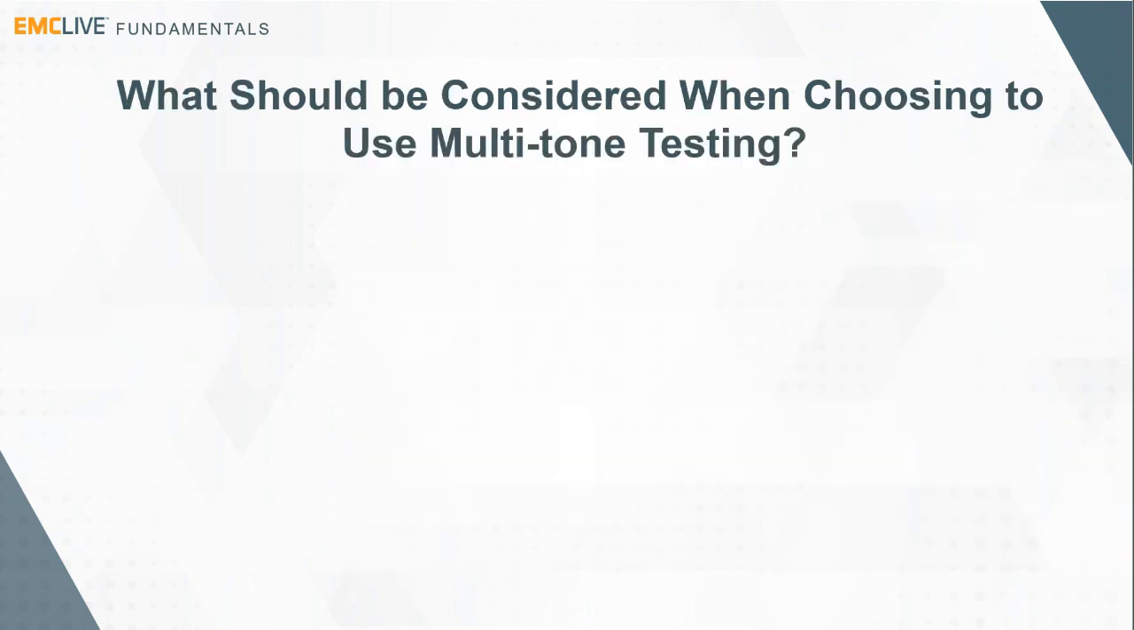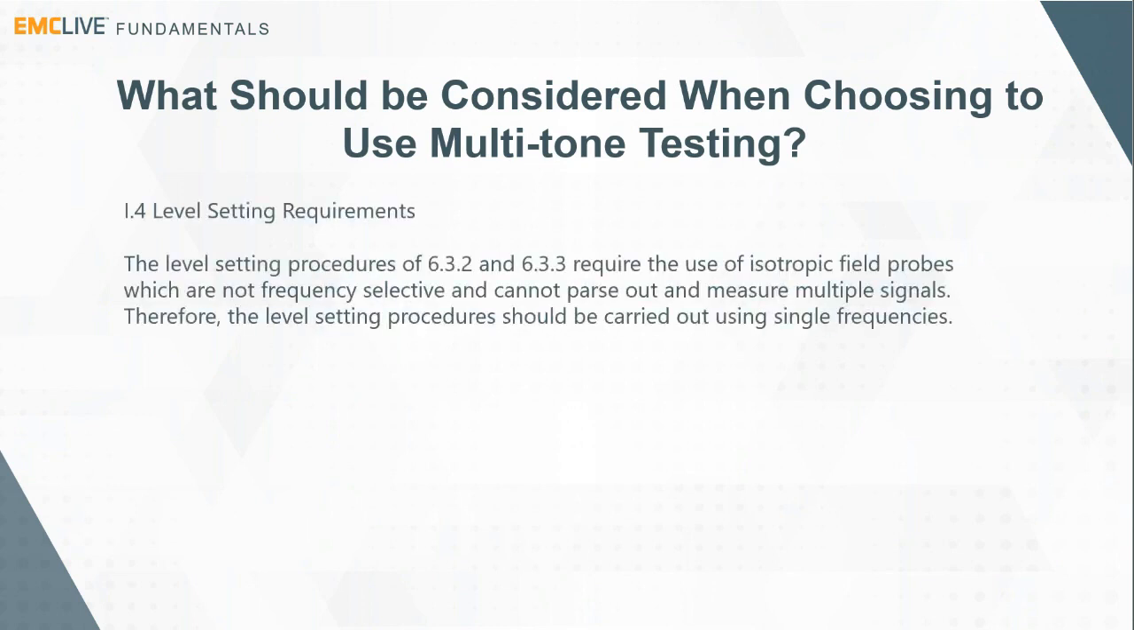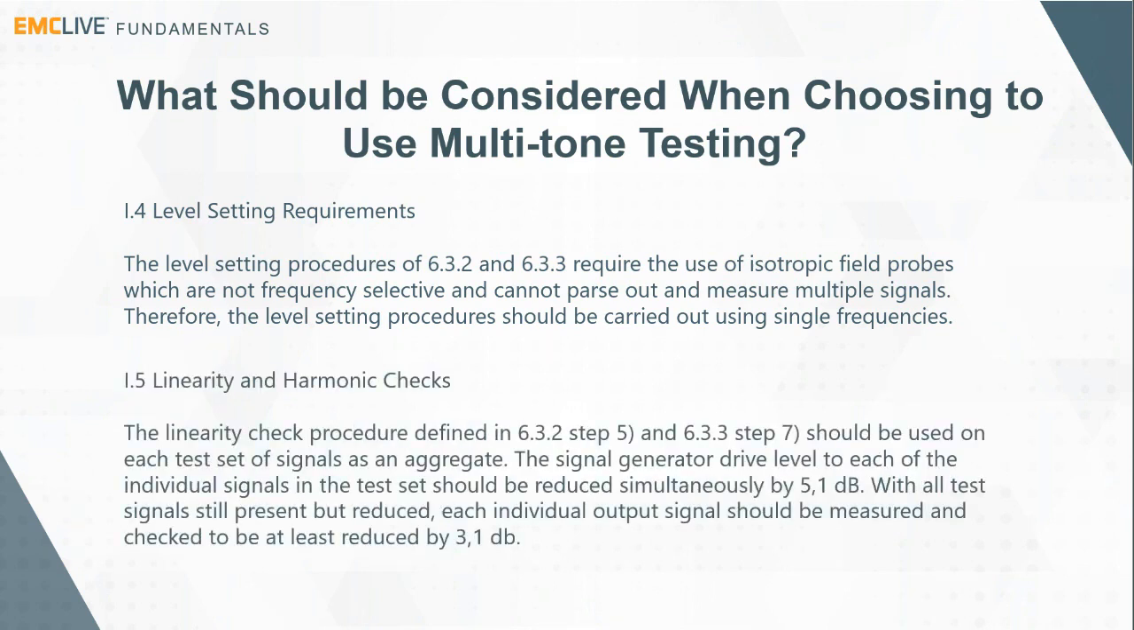What should be considered when choosing multi-tone testing? Consider Annex I.4 of IEC 61000-4-3. The level setting and calibration should initially be done in single tone. When using multi-tones, it must be assured that harmonics and intermod levels do not impact the test level. When an equipment failure is noted, always drop back to single tone to make sure that there is not an overtest situation.